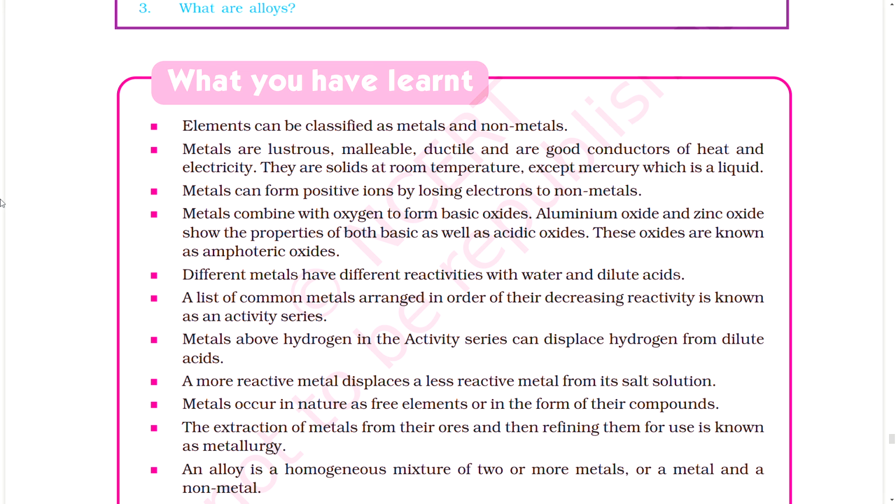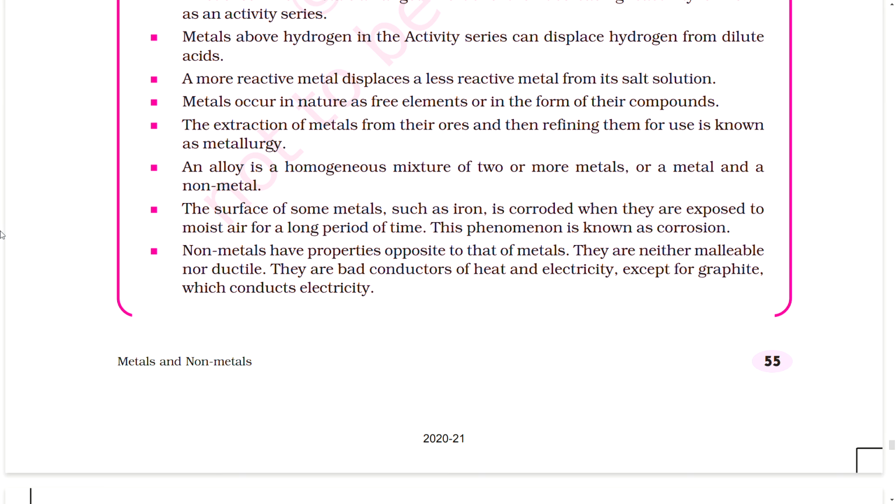The extraction of metals from their ores and then refining them for use is known as metallurgy. An alloy is a homogeneous mixture of two or more metals or a metal and a non-metal. The surface of some metals such as iron is corroded when they are exposed to moist air for a long period of time. The phenomenon is known as corrosion.